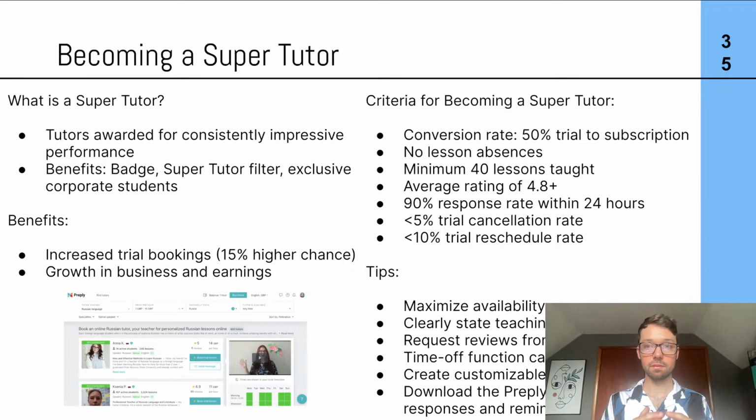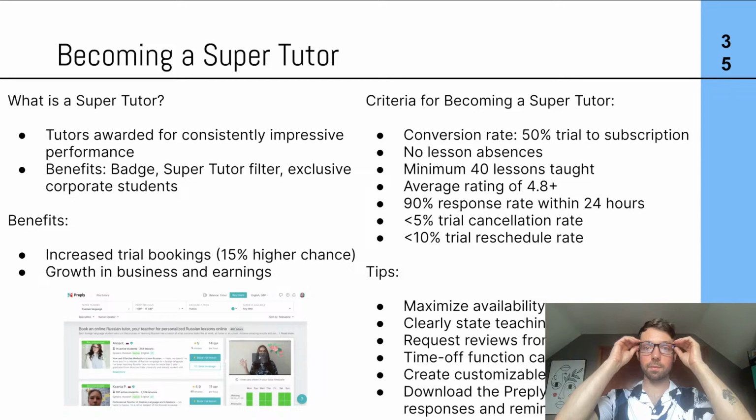One other way to set yourself apart from other Preply tutors is to become a super tutor. This is a tutor who's awarded for consistently impressive performance. You will get a badge on your profile. There will be a super tutor filter for students, and you will come up when they look for super tutors, and exclusive corporate students through Preply's partnerships. So you could get more students by being a super tutor. The benefits: increased trial booking, so there's a 15% higher chance, growth in business and earnings.